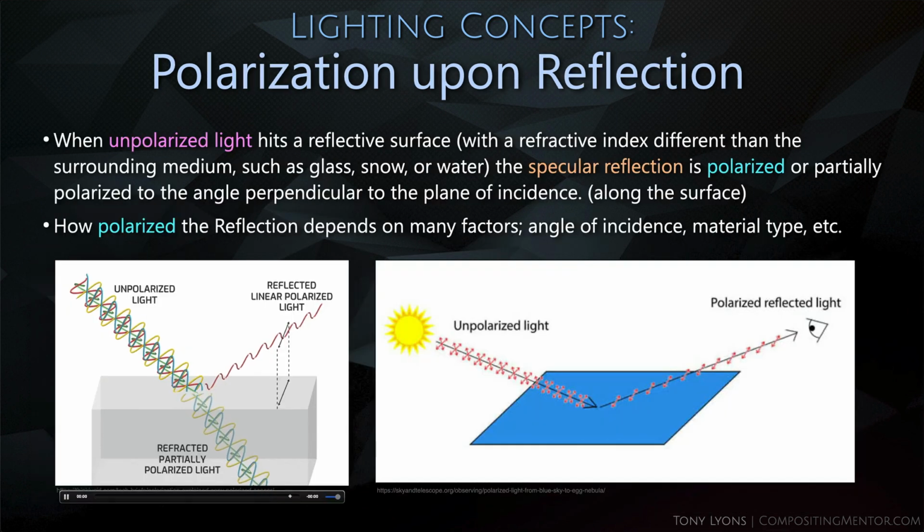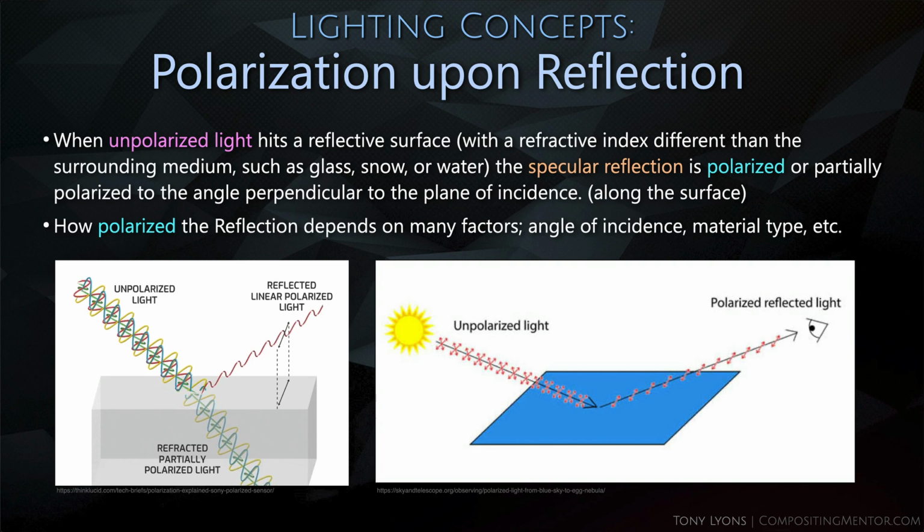Polarization upon reflection. When unpolarized light hits a reflective surface, and that reflective surface has a refractive index that is different than the surrounding medium, such as glass or snow or water, the specular reflection is polarized or partially polarized to the angle perpendicular to the plane of incidence along the surface. Now, that is a mouthful.